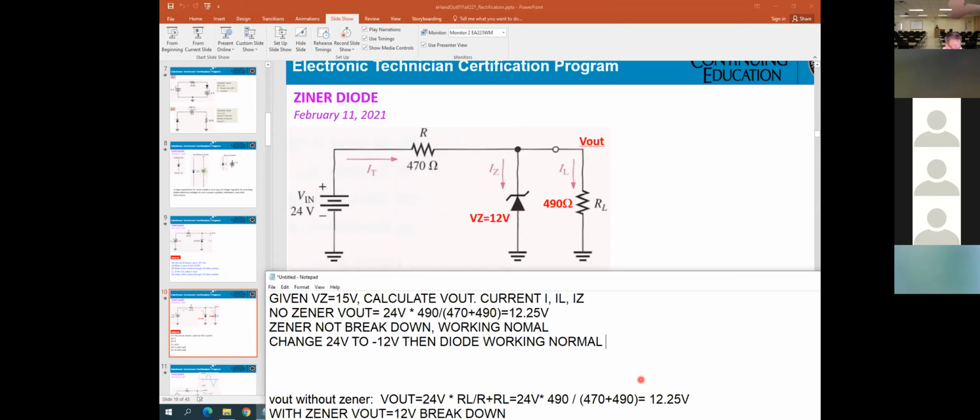Normal. Okay, and V out will be equal to minus 0.7 volt. Here, minus 0.7 volt.